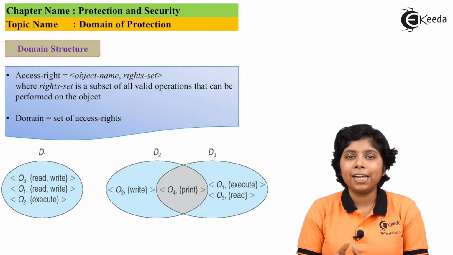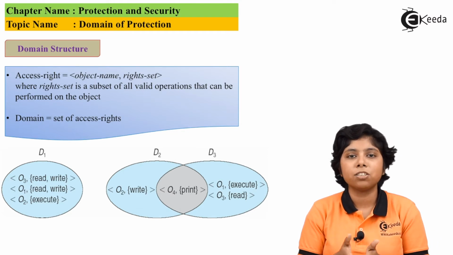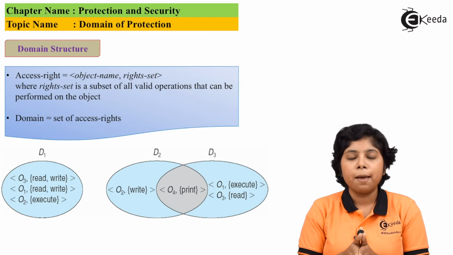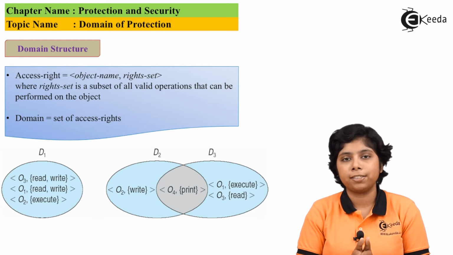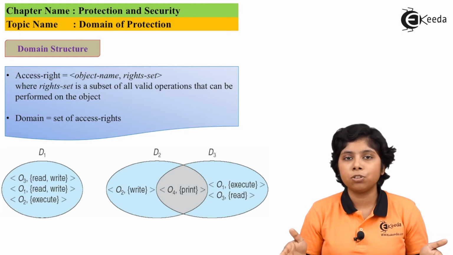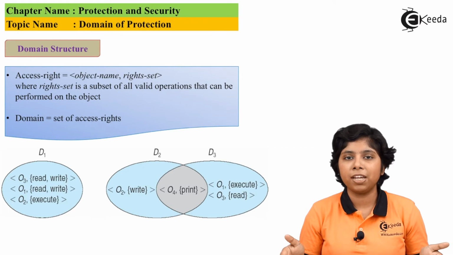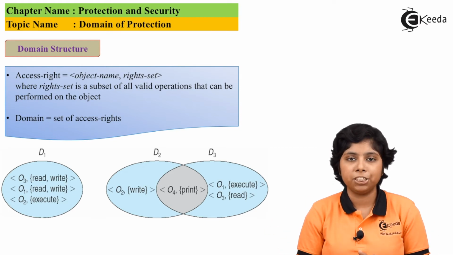So if J is less than or equal to I, the process belonging to PI cannot access the process belonging to PJ, because PJ has more access rights. However, if I is less than or equal to K, that means it can access all the access rights of K, because it has a higher integer number.